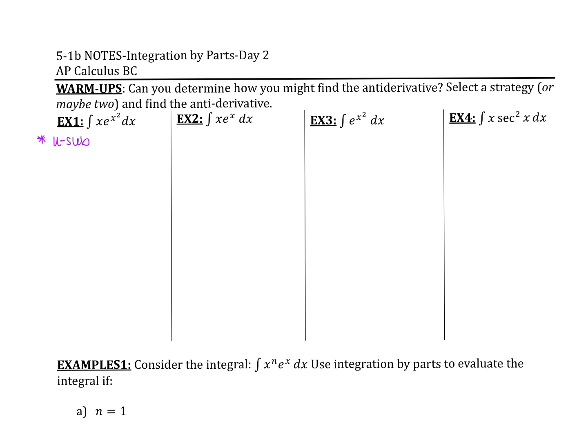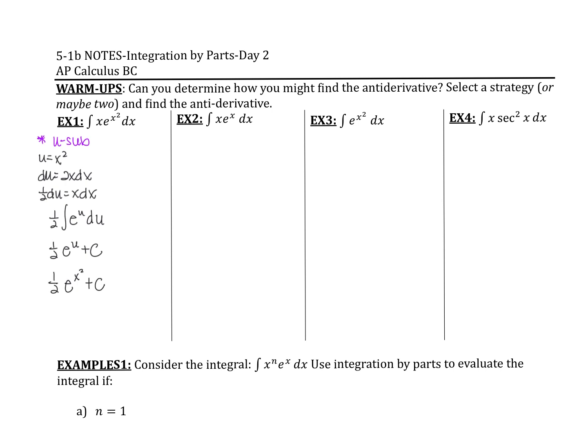This is a u substitution problem, and if I let u equal x squared, then du equals 2x dx, which means 1/2 of du equals x dx. So we would have 1/2 the integral of e to the u du. Integrating that, we'd get 1/2 of e to the u plus c. Substituting back in, we get 1/2 of e to the x squared plus c.